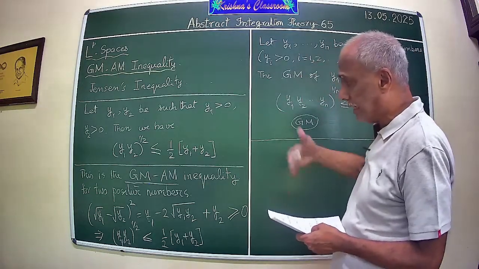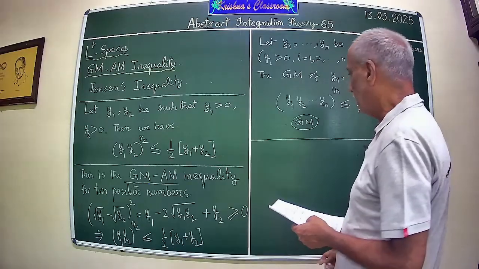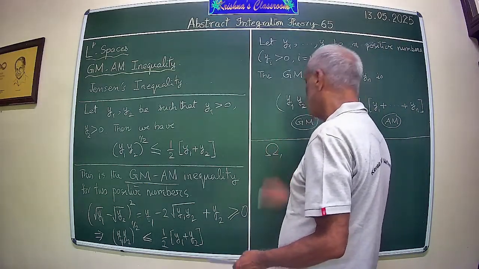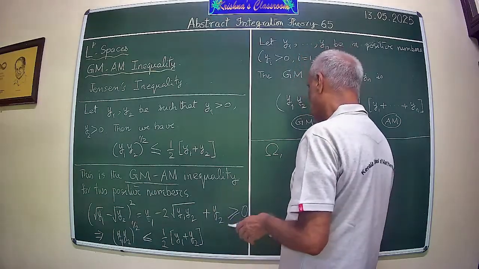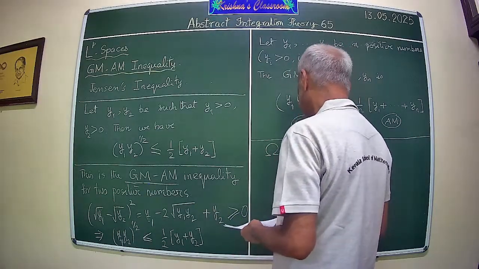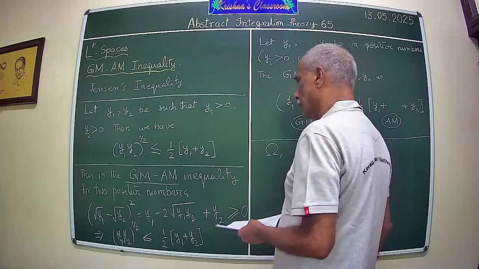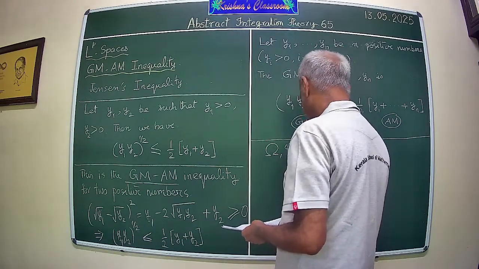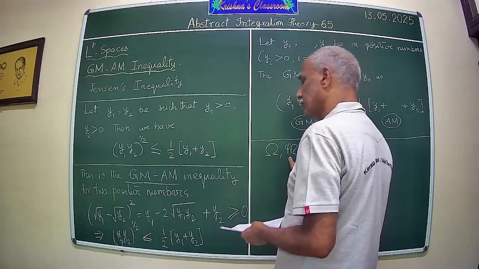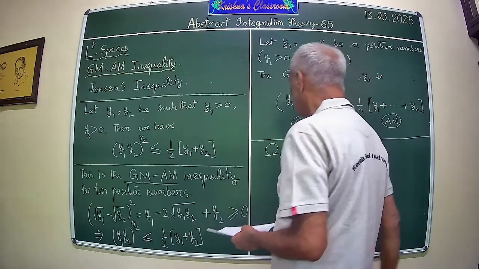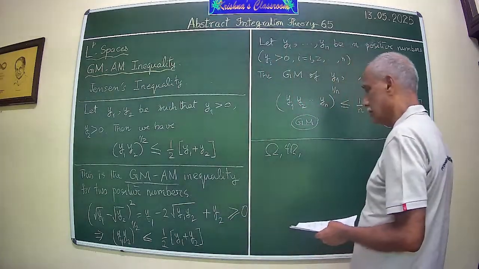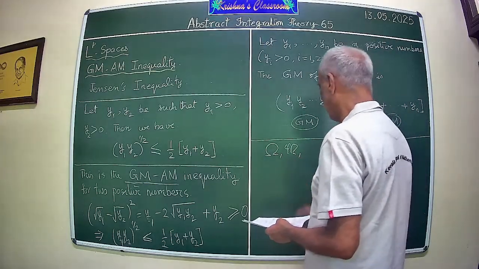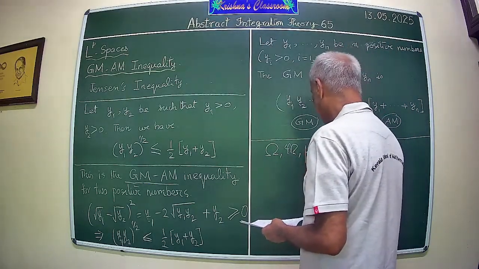We rework the entire thing by introducing an appropriate measurable space, an appropriate set omega, and a measure on that, a class of measurable sets, or a sigma algebra M, and a measure.